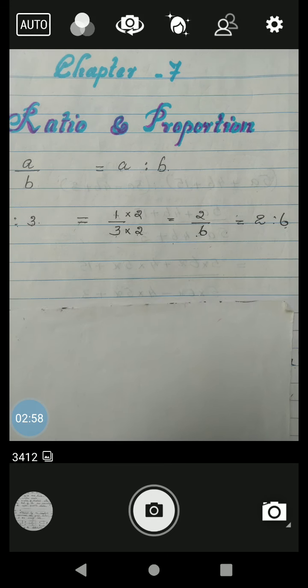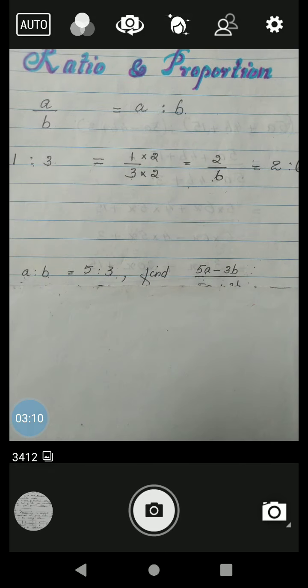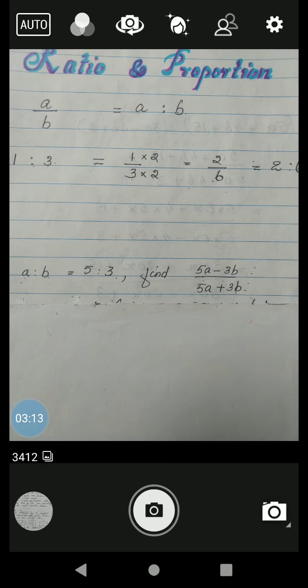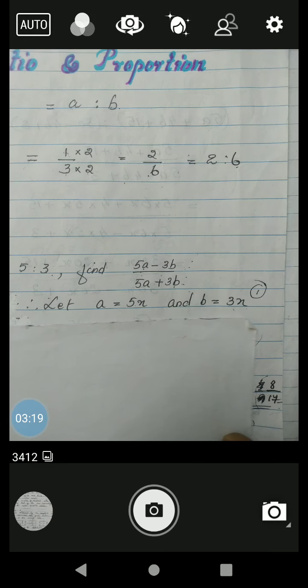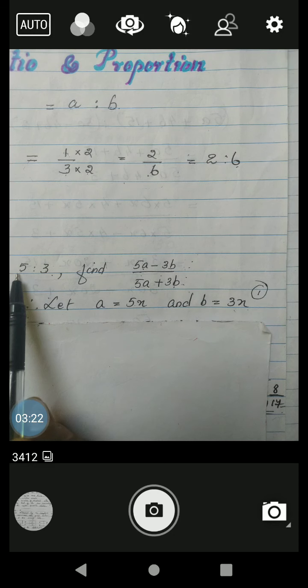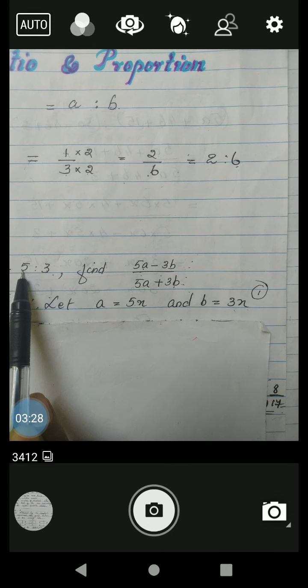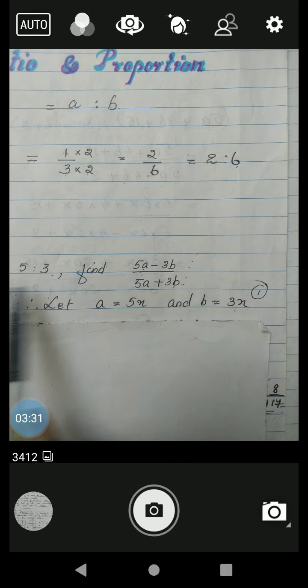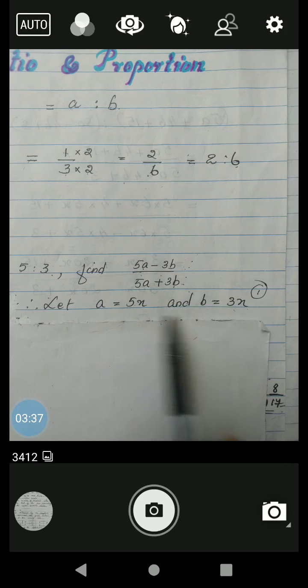Now we can do some questions related to ratio, exercise 7a. First question. If A is to B is equal to 5 is to 3, find 5a minus 3b by 5a plus 3b. We can assume A is equal to 5x and B is equal to 3x, because A is to B is 5 is to 3. So we can assume A as 5x, 5 into one quantity, and B as 3 into the same quantity, 5x and 3x.